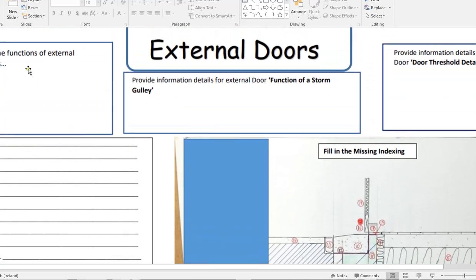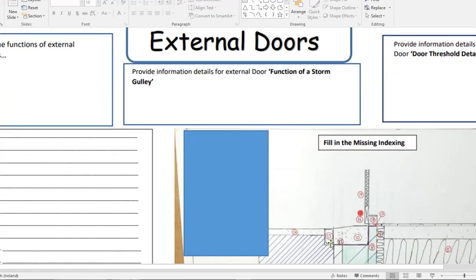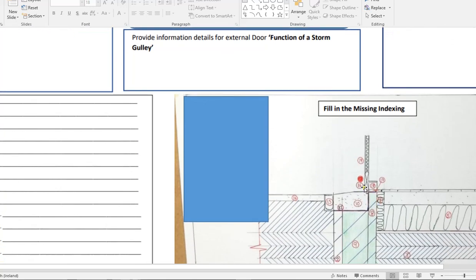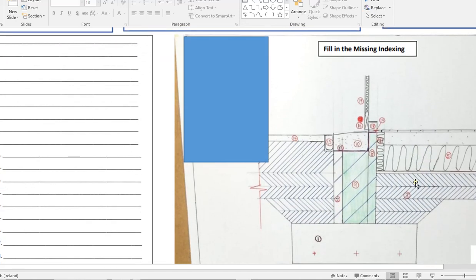Then we'll list the functions of external doors here. Function of the storm gully. So this storm gully here, why is it there? And then extra detailing around the threshold details of the door here. Okay, so what we'd be talking about there is the seals around the doors here. So that's gone through really well in your construction book. The seals around the bottom of the door here, how the different seals function.